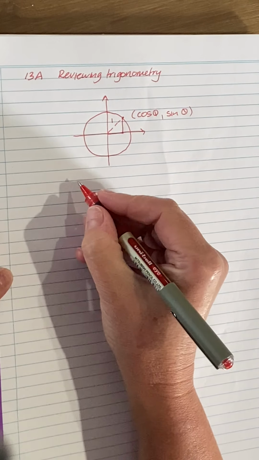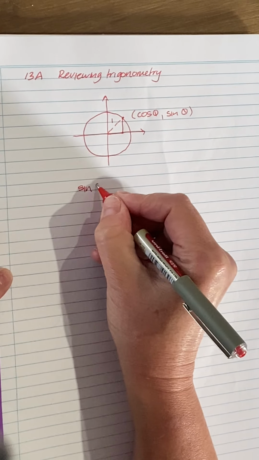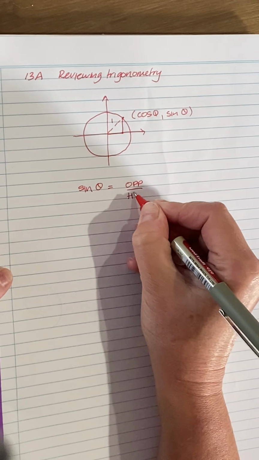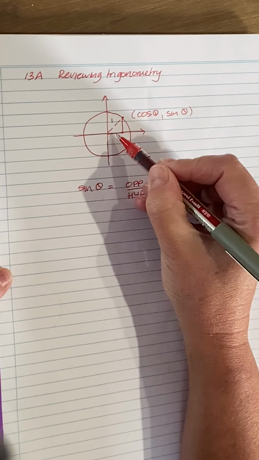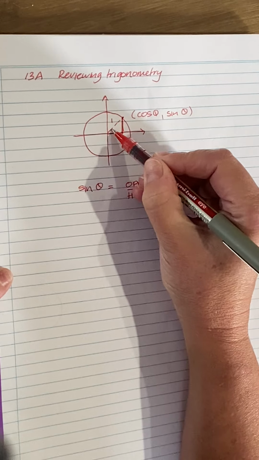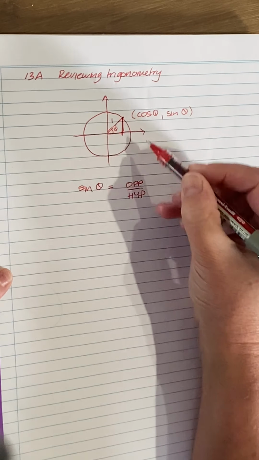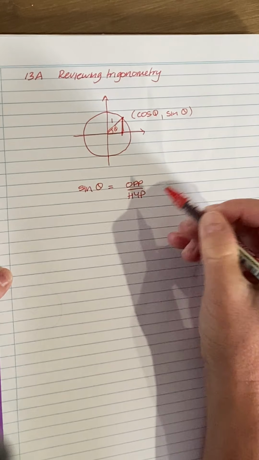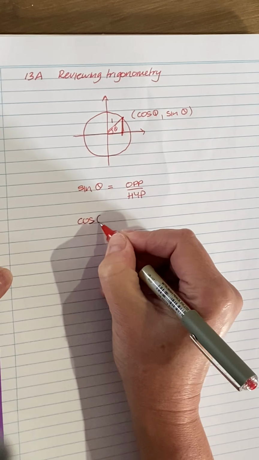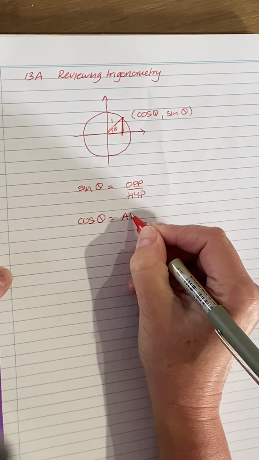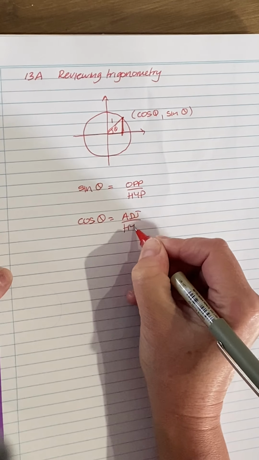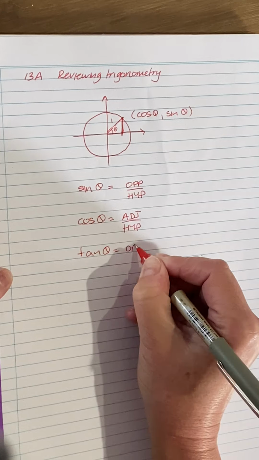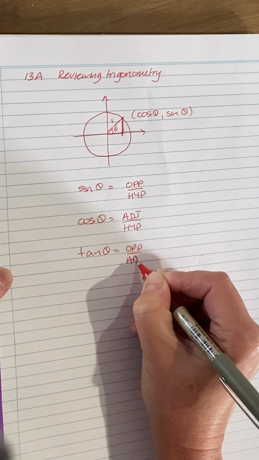So you hopefully remember from year 9 that the sine of theta is the opposite over the hypotenuse. So the opposite is this one here and the hypotenuse is here. So in this case it's over 1. If this was length 5, it'd be over 5. And then you should remember hopefully that cos theta is adjacent over hypotenuse and tan theta is opposite over adjacent.